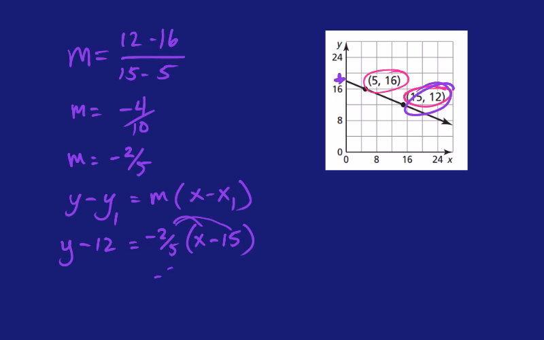So I'll have negative 2/5 x, and then two negatives when multiplied together becomes a positive, and then we multiply fractions straight across. So put that as 15 over 1, so that'd be positive 30 over 5, which is 6. And then equals y minus 12. We'll add 12 to both sides. And so our answer is y equals negative 2/5 x plus 18.